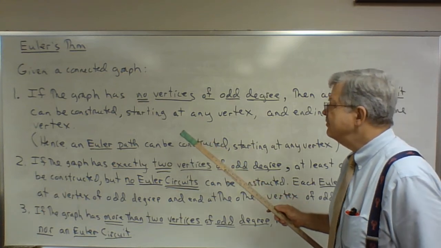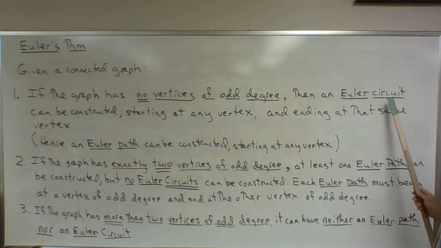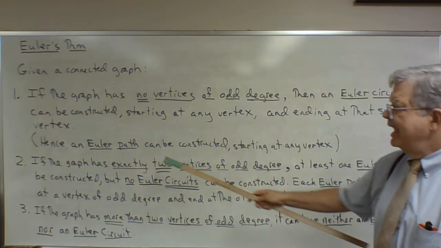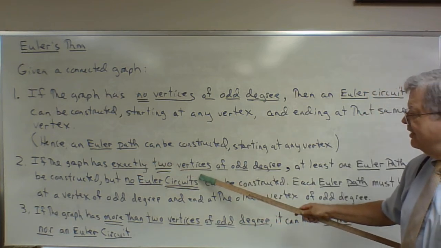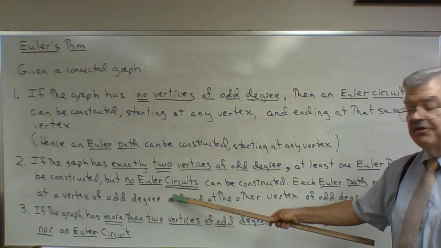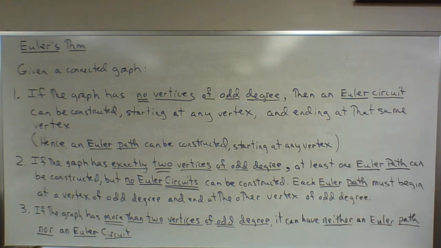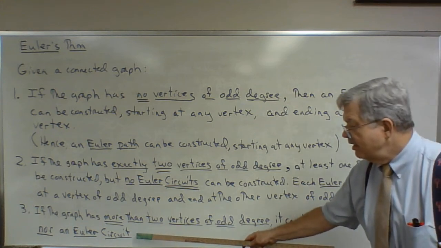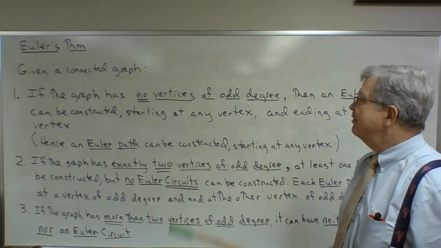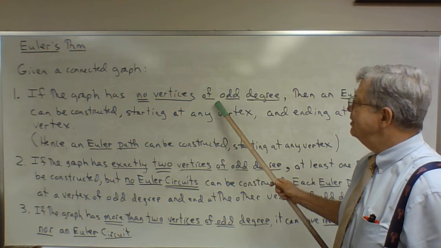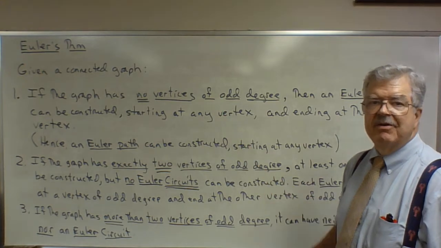And notice something. If a graph has no vertices of odd degree, then we can construct an Euler circuit and an Euler path. If a graph has exactly two vertices of odd degree, no Euler circuits. If a graph has more than two vertices of odd degree, no Euler circuits. So in order to have an Euler circuit, the graph can't have any vertices of odd degree. The vertices all have to be of even degree.